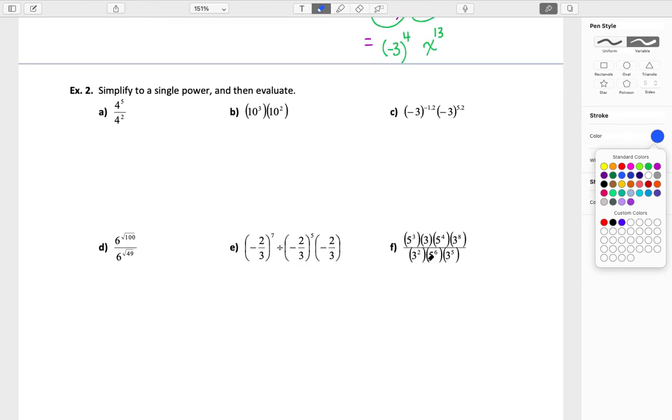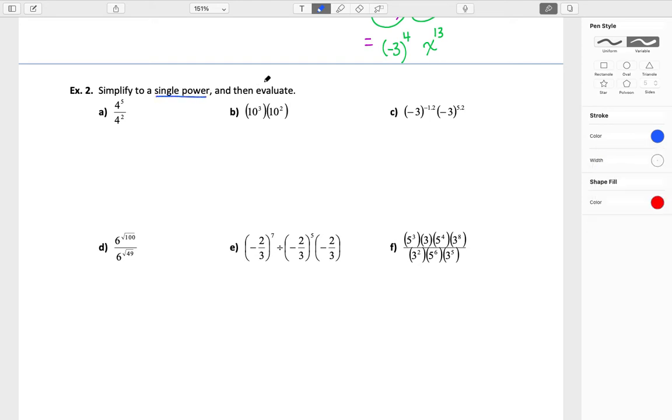Okay, now the next question, it's the same thing. It says simplify to a single power, and then evaluate, which means that your answer has to contain no exponent. Expand your answer. So for example, letter A, if I have to simplify, the same base is 4, the base is 4, you're dividing it. So 5 minus 2 is 3. And then 4 to the 3 means 4 times 4 times 4, which is 64. Okay, so I simplified and then I evaluated.